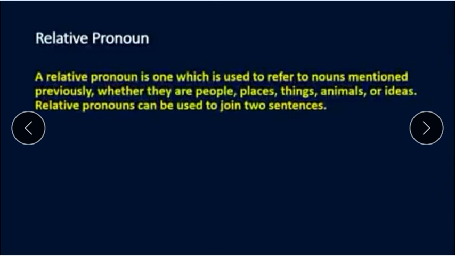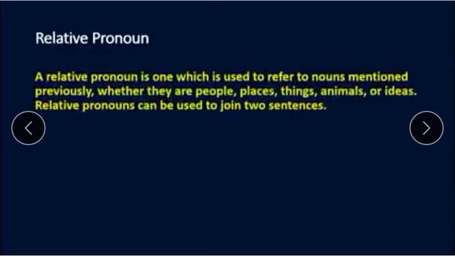Relative pronouns can be used to join two sentences. These relative pronouns are used to join two sentences. For example, the book that I wanted to buy was not available. So here we had already spoken about the book that I wanted, and here we are joining two sentences.